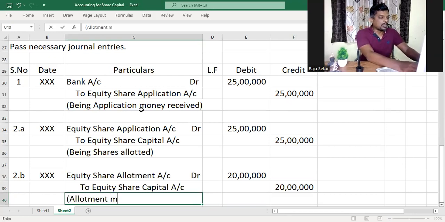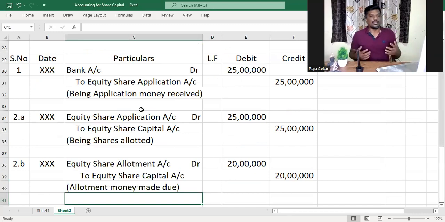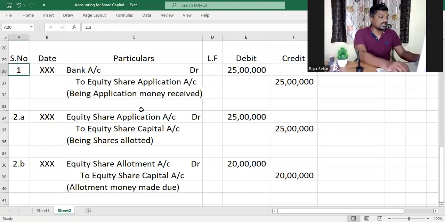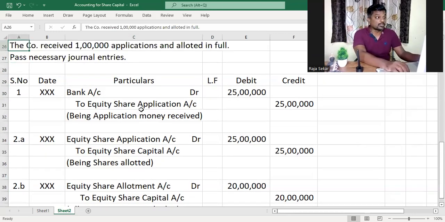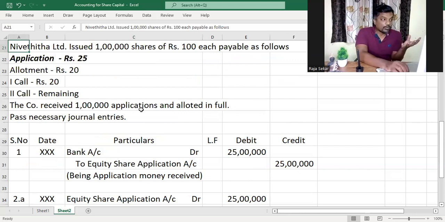So this is allotment money made due. I made the allotment money due. Now, once I have made the allotment money due, all the shareholders will come and pay the money to me. Some shareholder might default also. Is there anyone who has defaulted in this question?